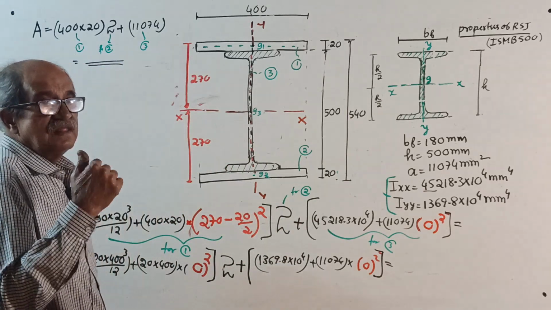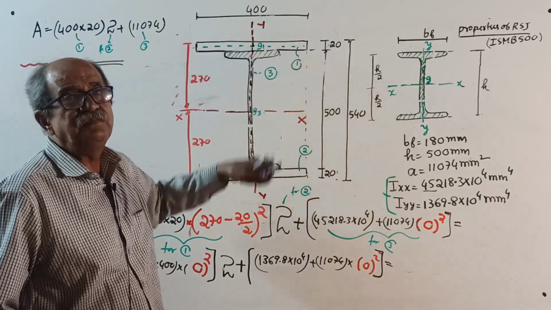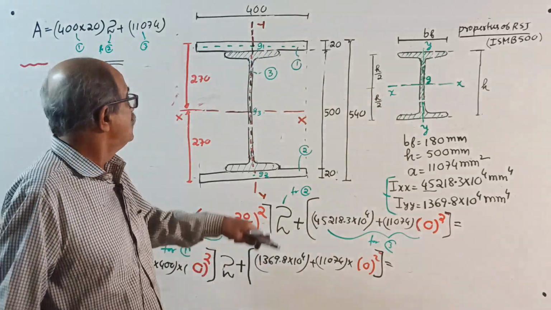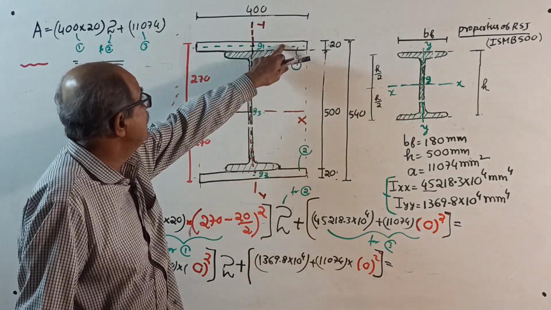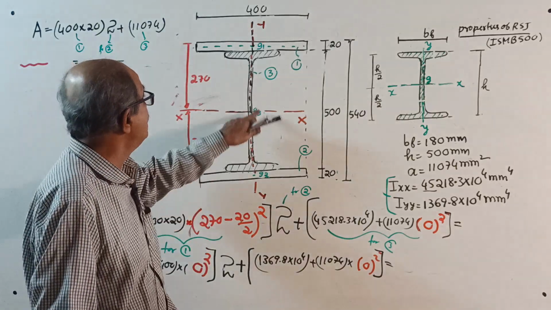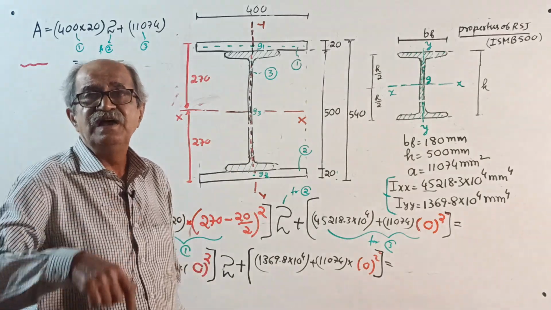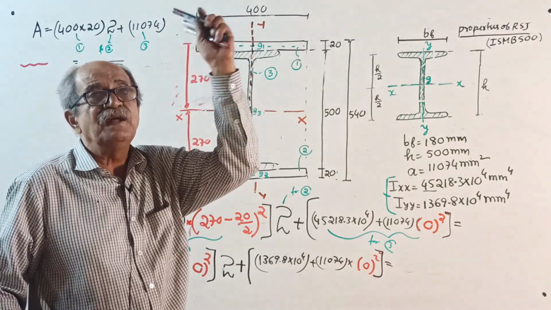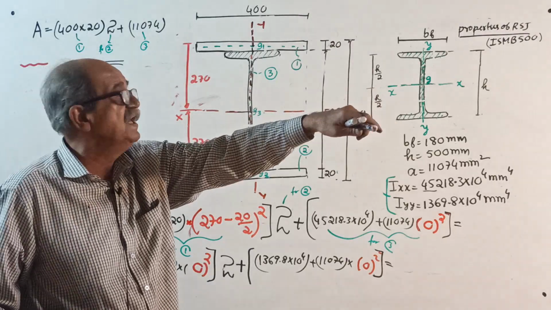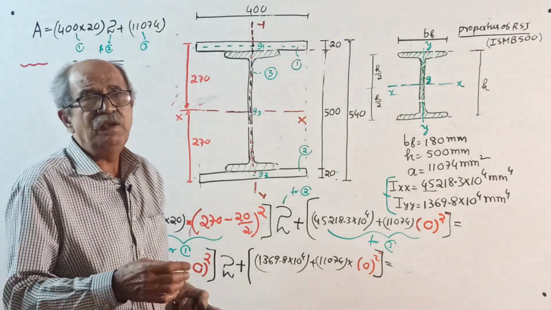So, last class I solved the RSJ with the flange plate on one side only. Today, the RSJ with the flange plate on both sides. Actually both sides are easy because both are symmetrical. If the flange plate is only on one side, as in the last class, YY was symmetrical, but XX is not symmetrical. So there is extra work, you have to do the Y bar calculation. Here, Y bar is not there.